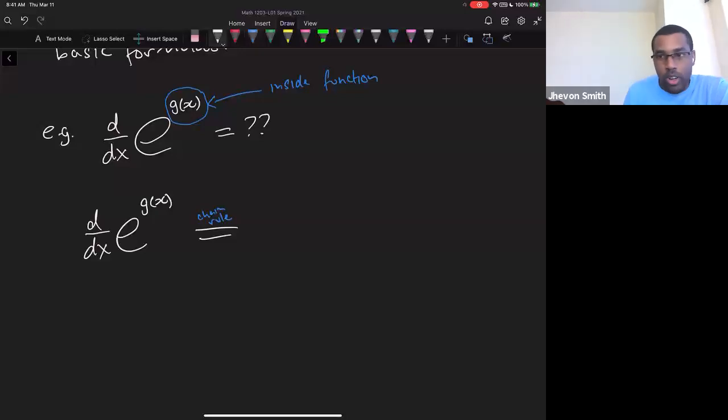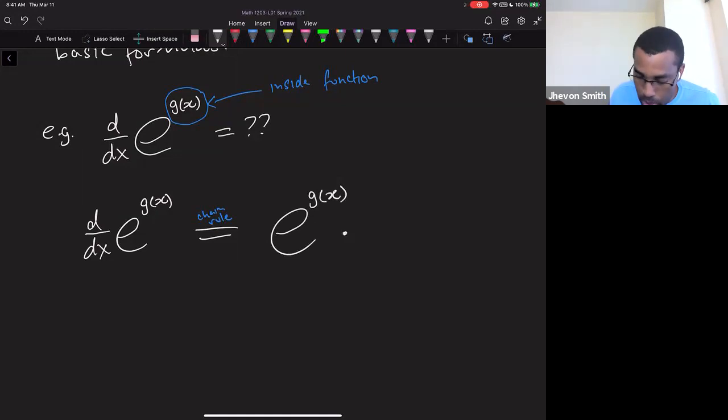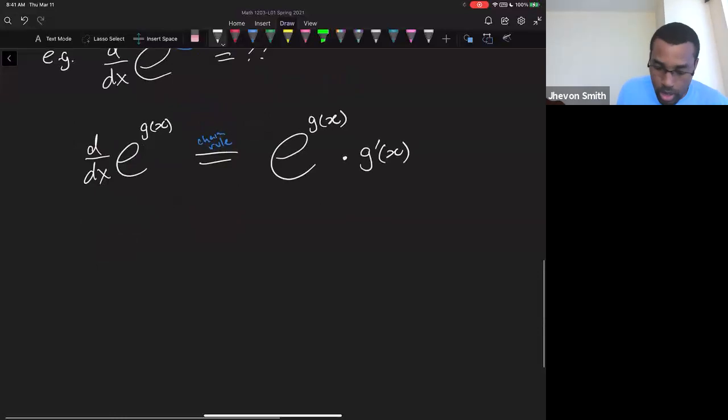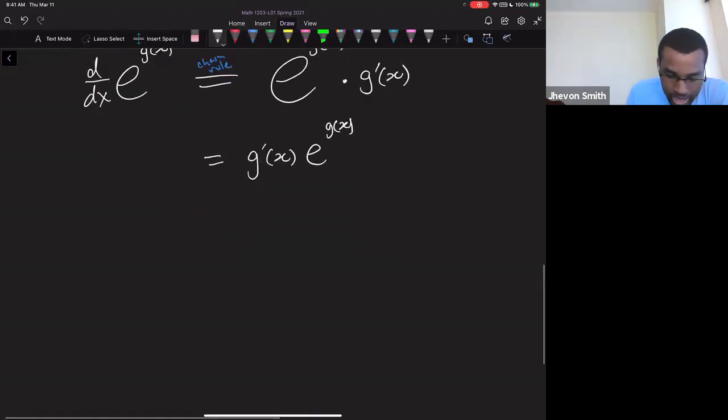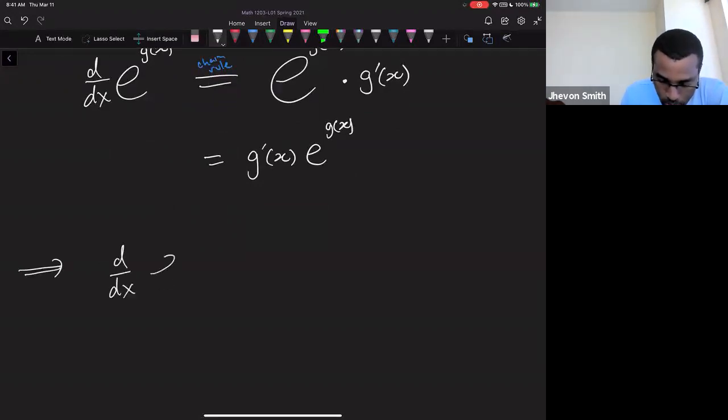Well, you differentiate the outer function, but what do you do to differentiate the exponential? The e to the x, you do nothing. You get back the original. But then the chain rule says you need to multiply by the derivative of the inside function, g prime of x. So the chain rule lets us generalize the rule for e to the x to e to anything. In fact, this leads to a rule that I rather memorize in this form: the derivative of e to the u is u prime e to the u.